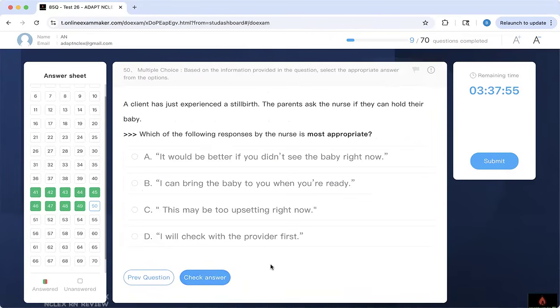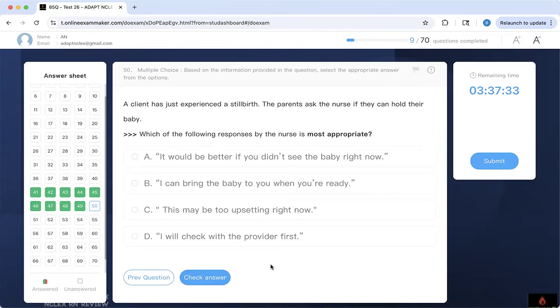A client has just experienced a stillbirth. The parent asks the nurse if they can hold their baby. Which of the following responses by the nurse is appropriate? It will be better if you don't see the baby right now. I can bring the baby to you when you are ready. This may be too upsetting right now. I will check with the provider first.